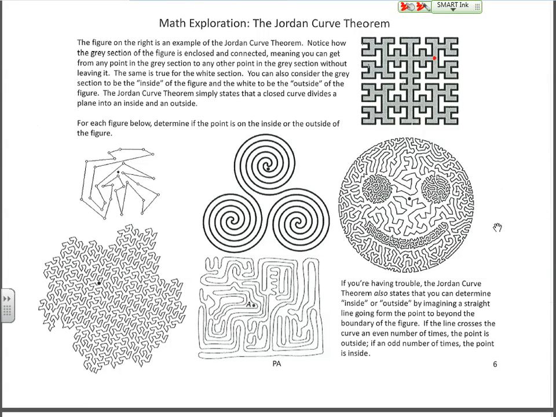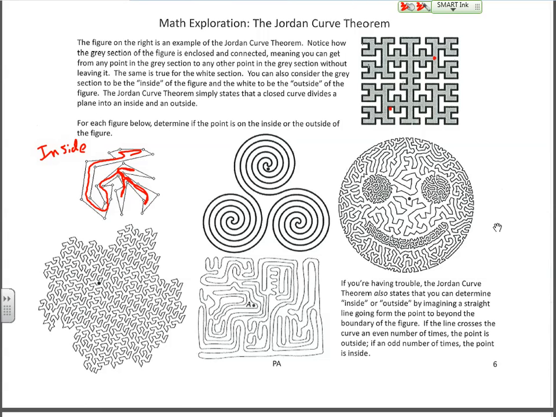If I gave you a point right here, can you leave the figure? Yes. Therefore, it's on the outside. So for this first one, your point is here. Is that on the inside or the outside of the figure? Can you leave the figure? Well, let's see. Let's explore. Walking around. No, can't go. No, I'm trapped. I'm on the inside. So for that first one, the given point is on the inside of the figure.